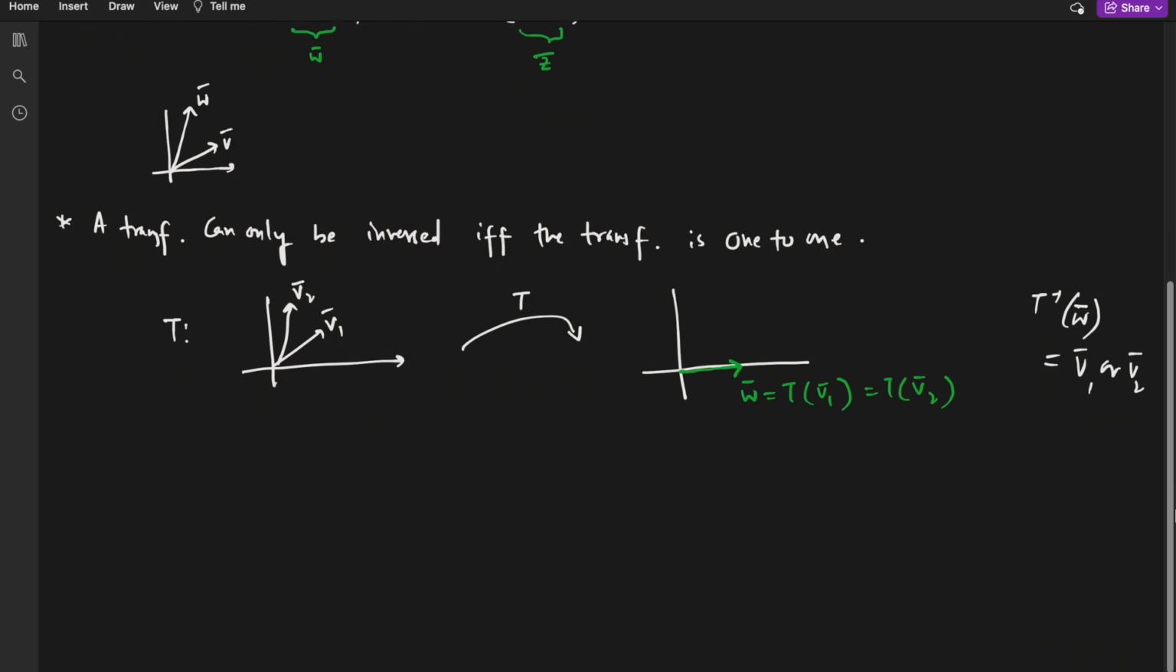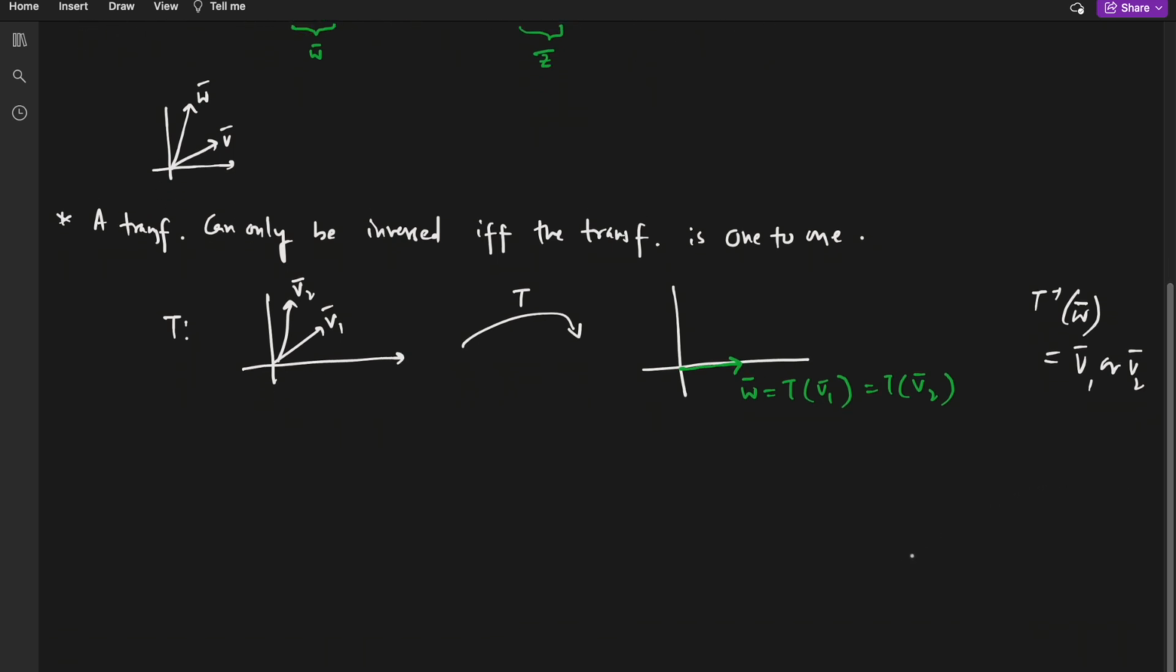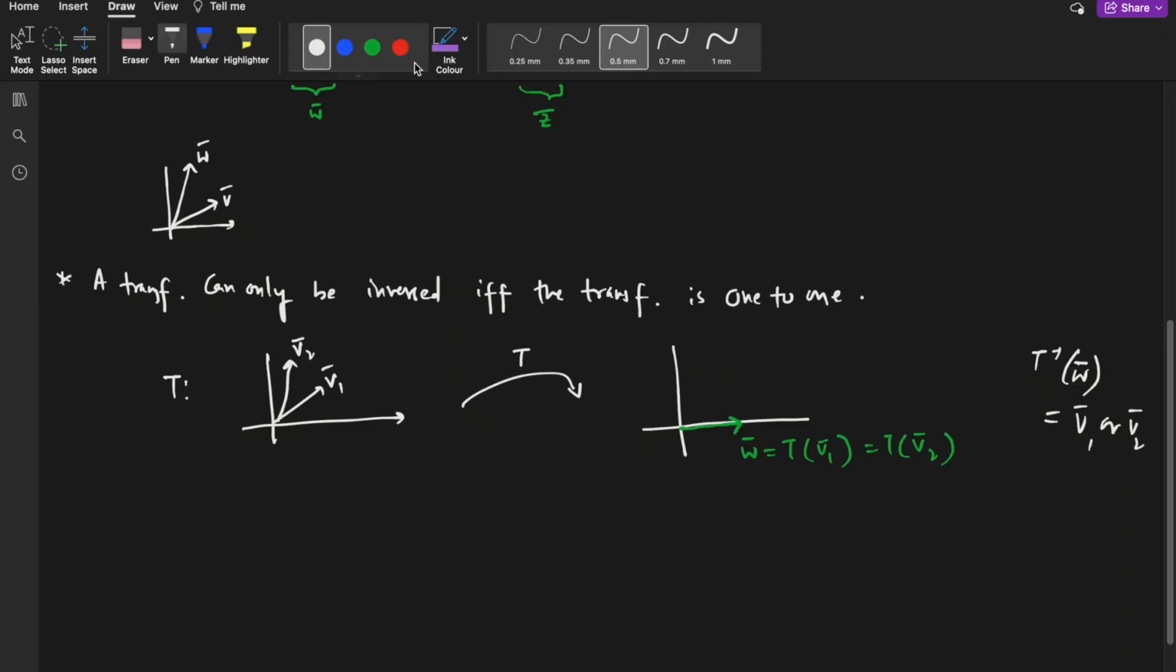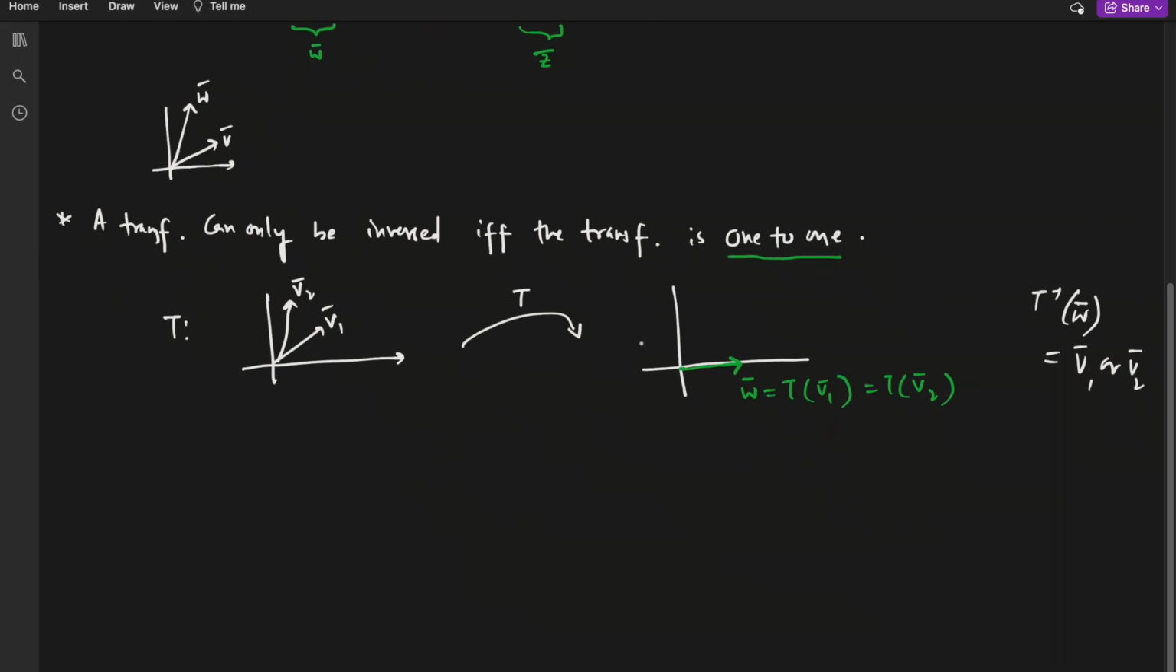You don't know whether you need to go to V1 or V2 because both can transform and give W after the transformation, right? So that's why a transformation can be inverted if and only if it is 1 to 1. If it is not 1 to 1, if it is many to 1, then it's not invertible, because many vectors can collapse down to one single vector. So we can only go in the forward direction.